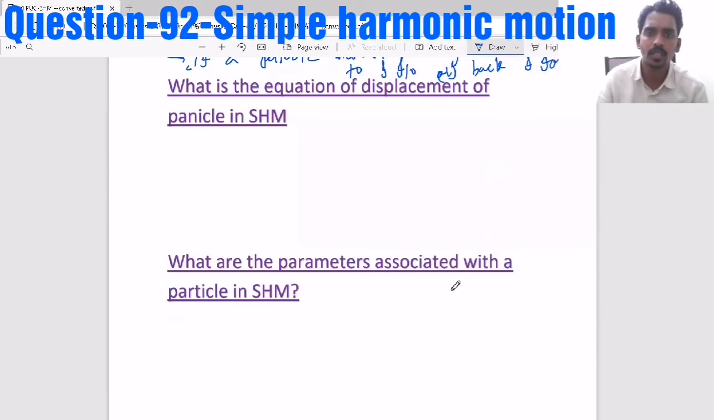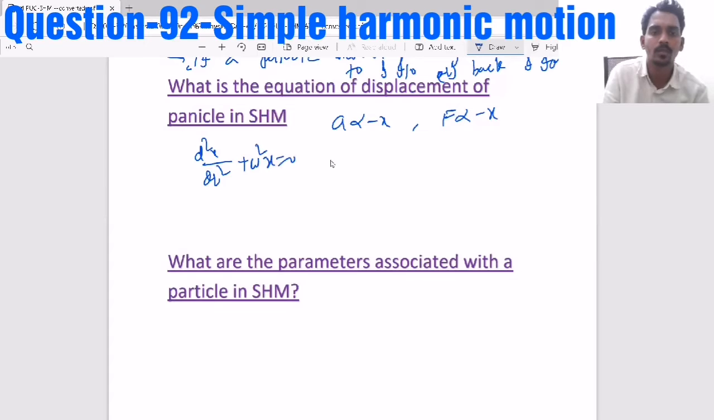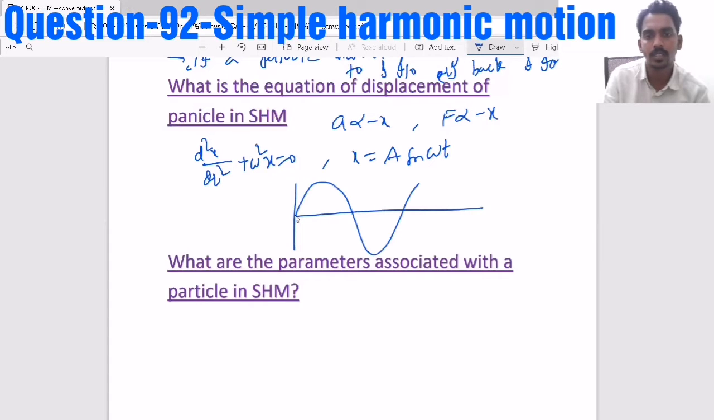Now, such oscillatory motion, if it satisfies the condition that acceleration or restoring force is proportional to minus x, that is d square x by dt square plus omega square x equals 0, where x is a sine omega t, such an equation we call the simple harmonic equation, where the displacement changes like this. 0 to maximum, then 0, then maximum in the opposite direction, then 0. This is called one time period, 0 to T.